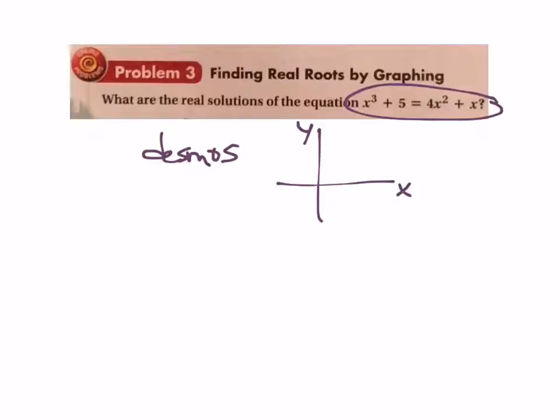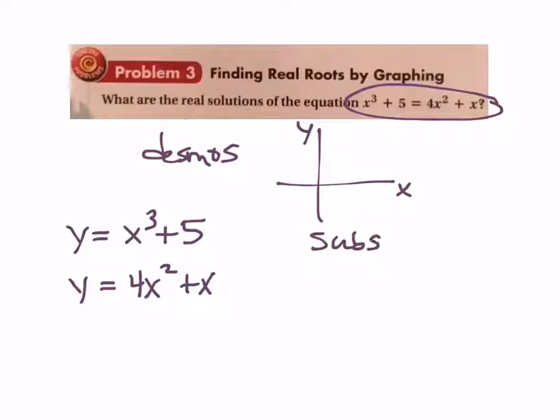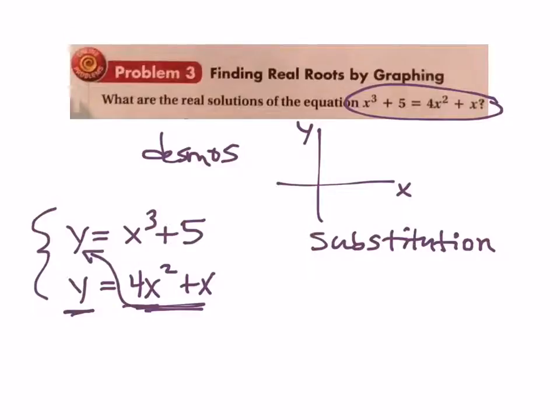Alright, so what we can do is graph each side of the equation as y equals. So y equals the left, x cubed plus 5, and y equals 4x squared plus x. If you remember solving by substitution, in an equation you can substitute something that's equal to a variable in place of that variable. Since they're both equal to y, the second one says y is the same thing as 4x squared plus x. So in the first equation I could replace the y with 4x squared plus x, and notice what I would have is just the original equation, this one up here.